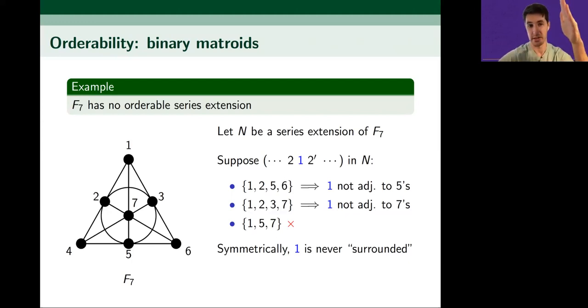So for example, in the circuit 1, 2, 4 of N, this blue element 1 is going to have to touch both a 2 and a 4 because it's not surrounded. And it'll have to touch at least 1, 5 and 1, 7. And it'll have to touch at least 1, 3 and 1, 6. And then you won't be able to order 1, 2, 3, 7. So the same argument now works once you've ruled out the surrounding thing.